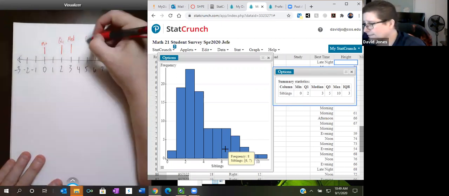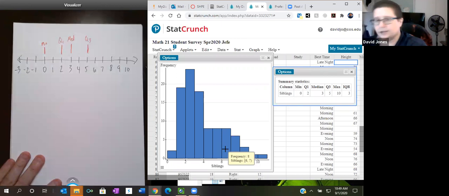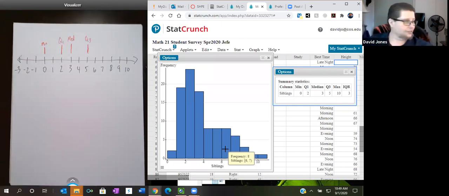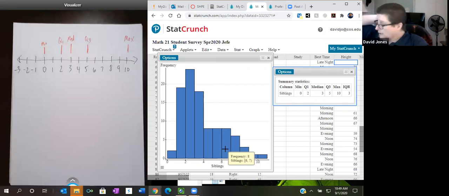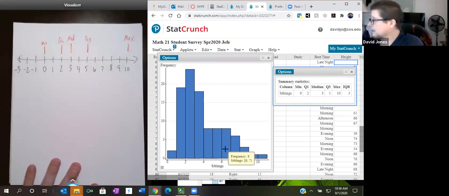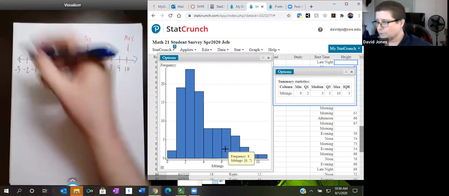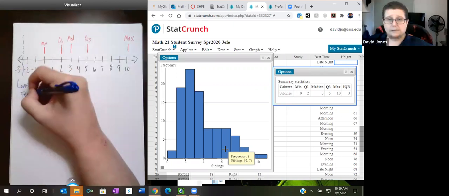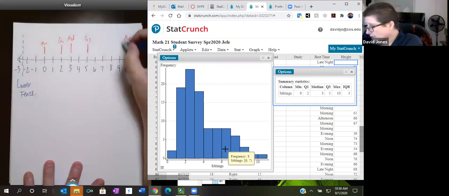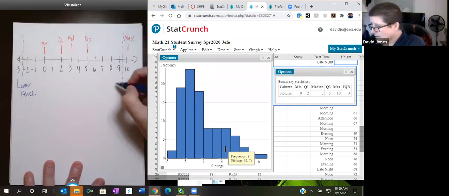Q3 is at 5. Notice it's further from the median than Q1 is. It's not an average distance. You count, or you sort them and do them in sequence. And max was way over here at 10. So the max is a lot further from the median than the min is. Our lower fence, we just calculated, was negative 2.5. Our upper fence was right here at 9.5.